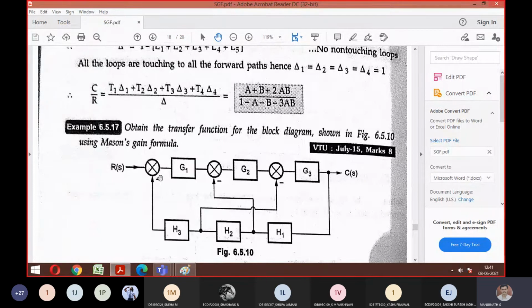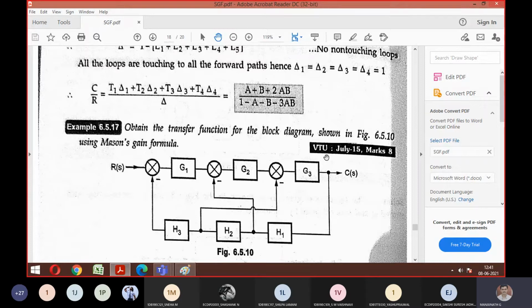Okay, let's count. Yes, sir. You can look at here. Summing point 1, 2, 3, then breakaway point 1, 2, 3. So totally 6. If we say input and output also, it becomes 8. So that is the number of nodes you have. Good. So the first procedure is done.